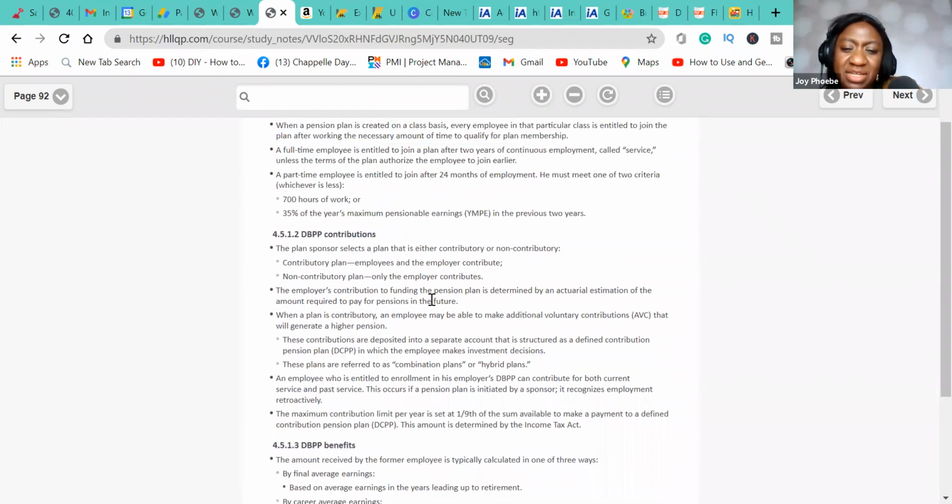The employer contributes to the funding of the pension plan, determined by the actual estimation of the amount required. And when a plan is a contributory plan, the employee may be able to make additional contributions that will generate a higher pension. Okay.